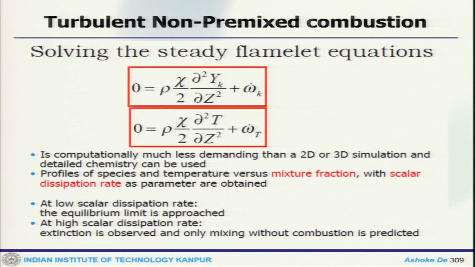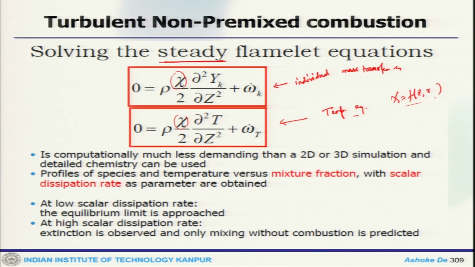Now you get two sets of equations, one for the individual mass transfer equation and second is the temperature equation. Okay. Both of them, this is for a steady case, and you see that the unsteady term is gone. Here this is the term, the scalar dissipation rate, which is a function of Z and the local spatial coordinate system or the global coordinate system.